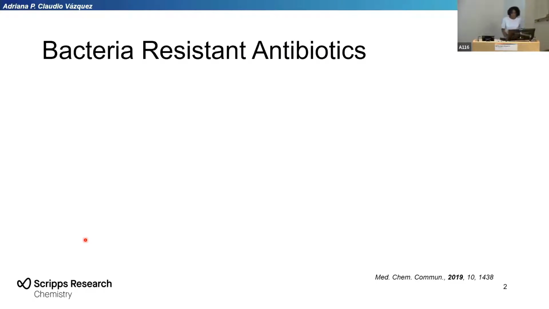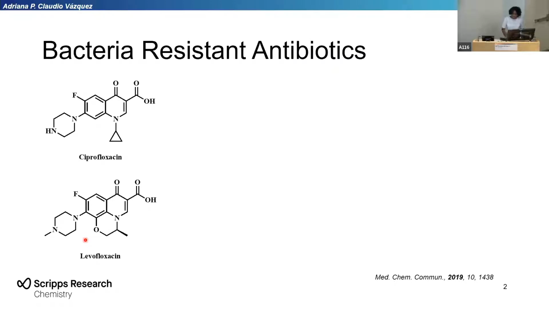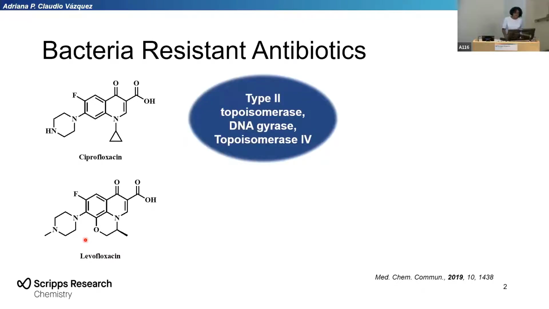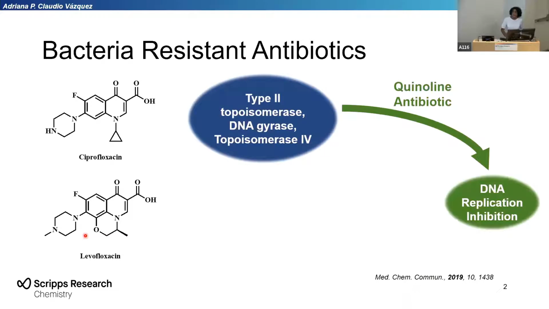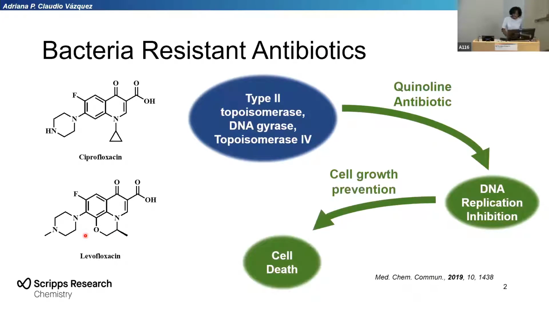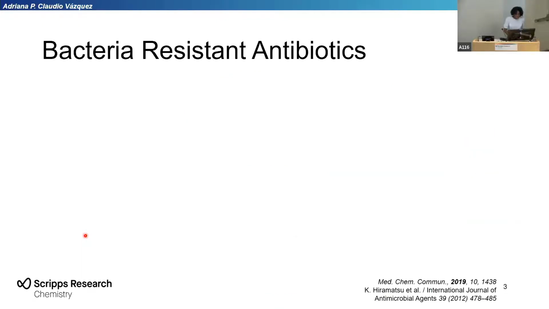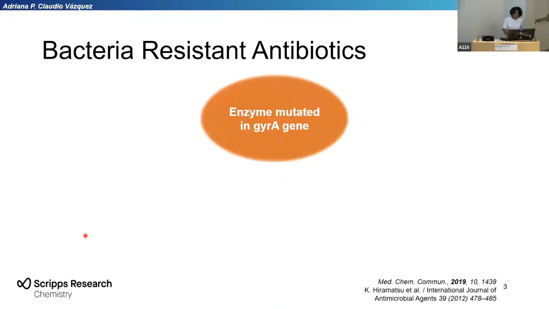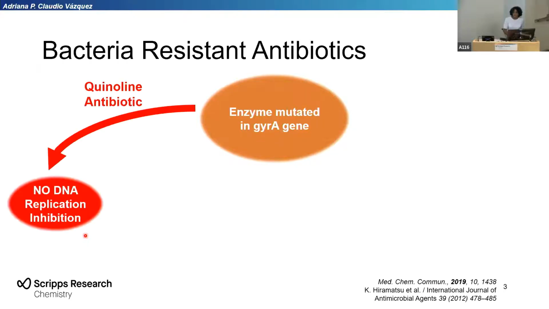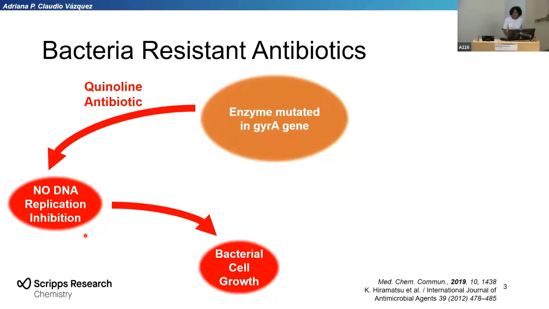One of the biggest problems in healthcare is that bacteria have a great ability to develop resistance to antibiotics. One example is the quinolone class of antibiotics, one of the most prescribed around the world. They target enzymes such as type 2 topoisomerases, DNA gyrase, and topoisomerase IV, which are involved in DNA replication. When they target these enzymes, they inhibit DNA replication, thus preventing cell growth and causing cell death. But these enzymes can mutate in the GyrA gene, and when this occurs, quinolone antibiotics are not able to inhibit DNA replication. Thus, bacterial cells start to grow once again.